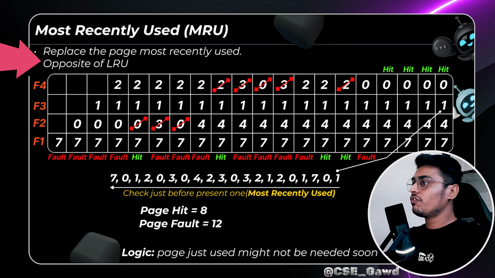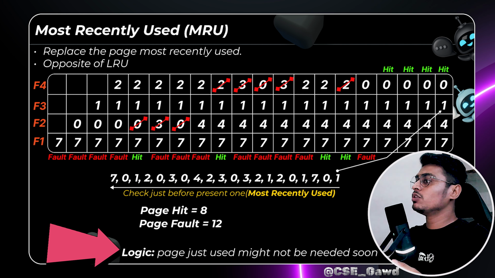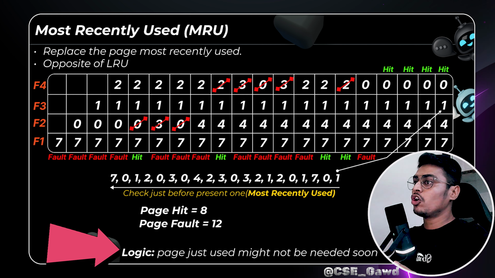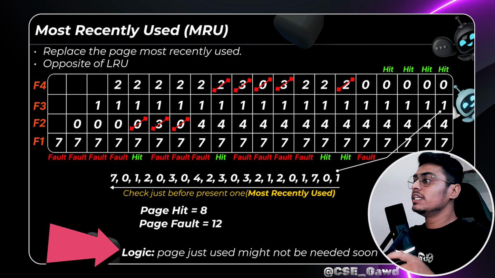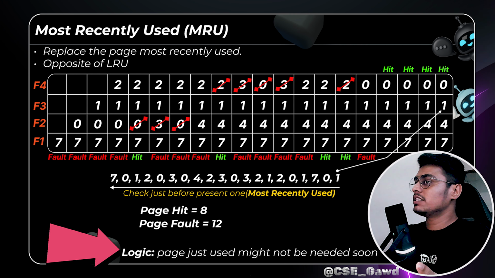MRU is the opposite of LRU. We replace the page that was used most recently. The logic behind MRU is that the page just accessed might not be needed again soon, so it's a good candidate for replacement. MRU can be effective in certain specific scenarios, particularly with sequential access patterns or certain database applications.